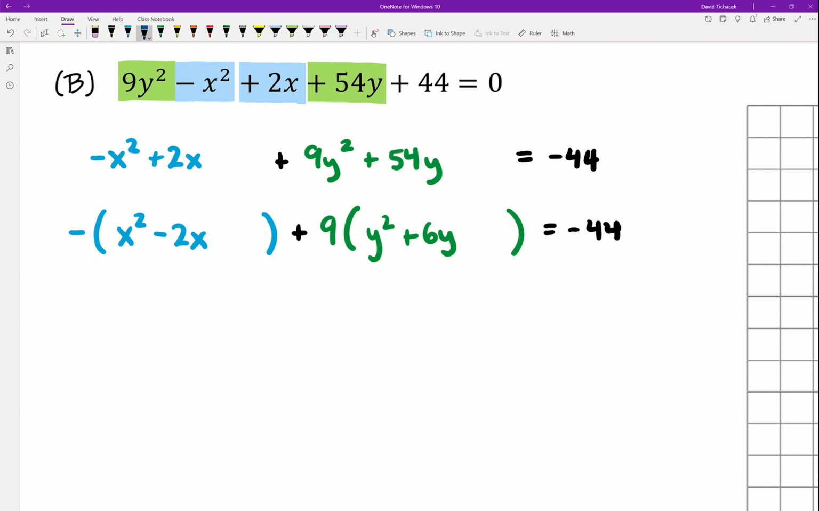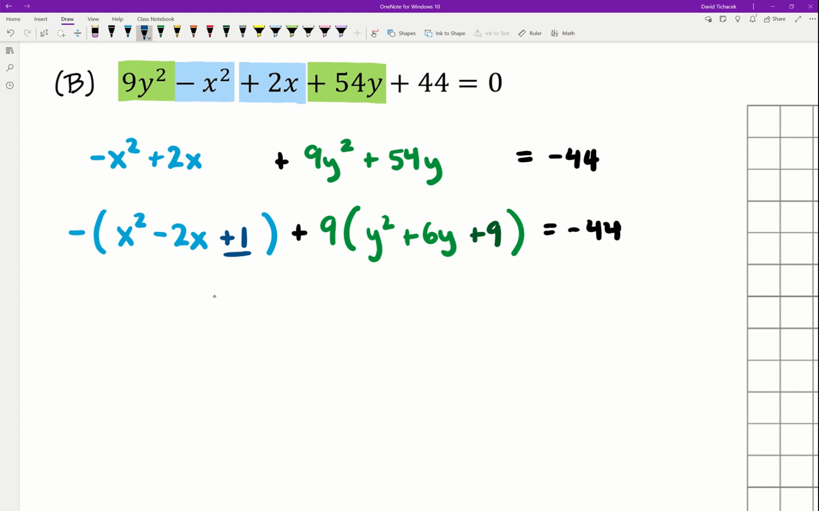And so we're going to take our b number divided by 2 and square the result. In my x team, I'm going to get plus 1. And in my y team, I'm going to get plus 9. Okay, and so we're just going to have to be a little bit careful about what we introduce to that side, so we make sure to introduce the proper thing to the right-hand side.